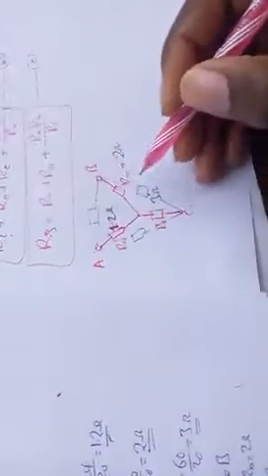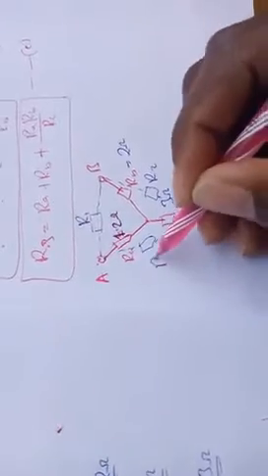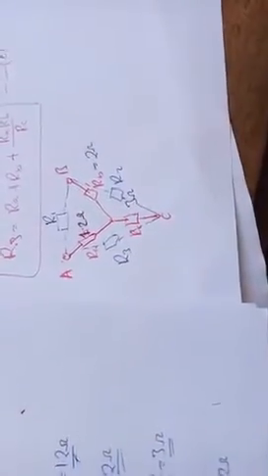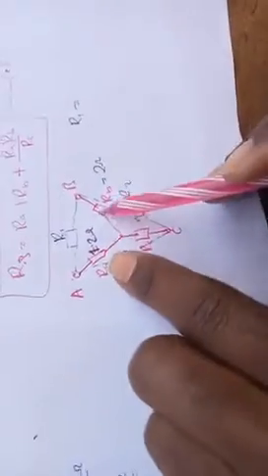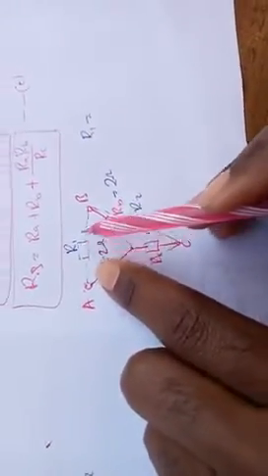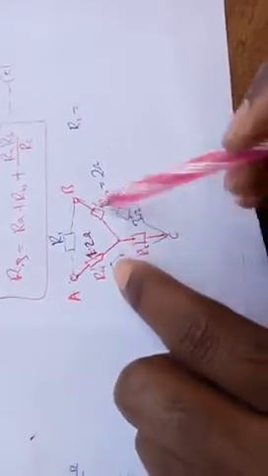So you can say this is R1, R2, R3. Remember our shortcut for solving for delta resistors from a star. We're supposed to find R1. We said we're supposed to get the resistors connected to the terminals where R1 is connected, which are A and B.